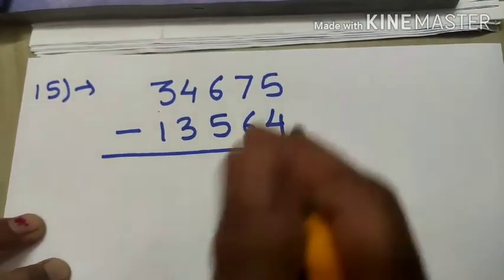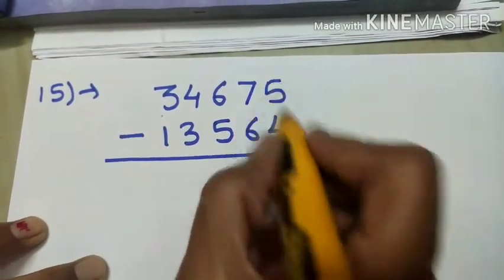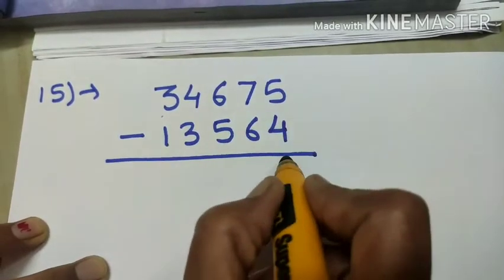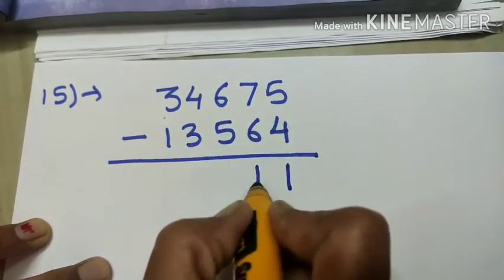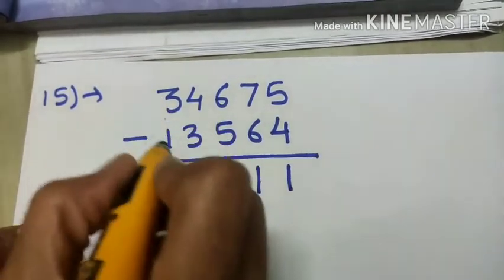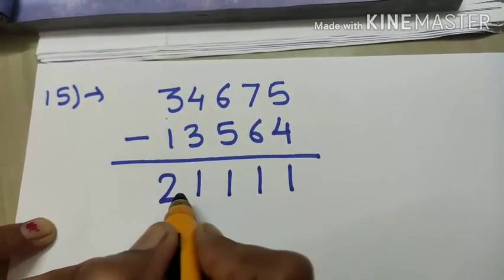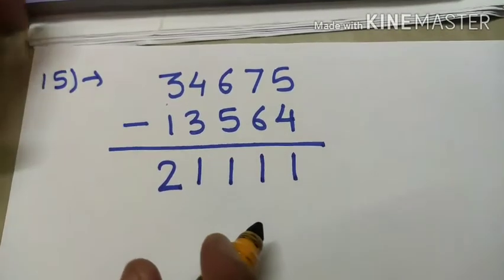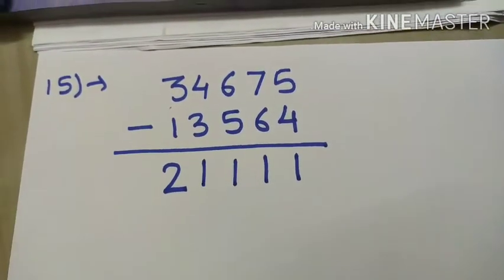Okay. Now subtraction starts from the ones place. 5 minus 4, 1. 7 minus 6, 1. 6 minus 5, 1. 4 minus 3, 1. And 3 minus 1, 2. Same way you have to solve the 16th question which is given in the textbook.